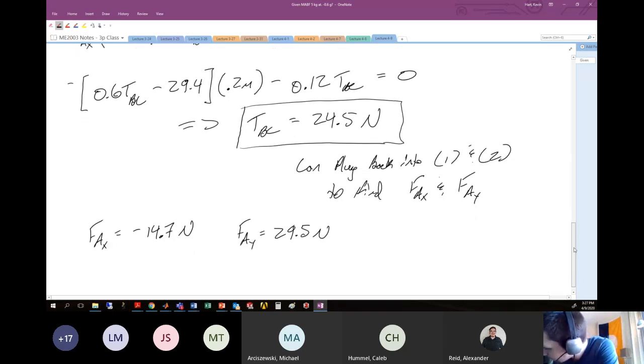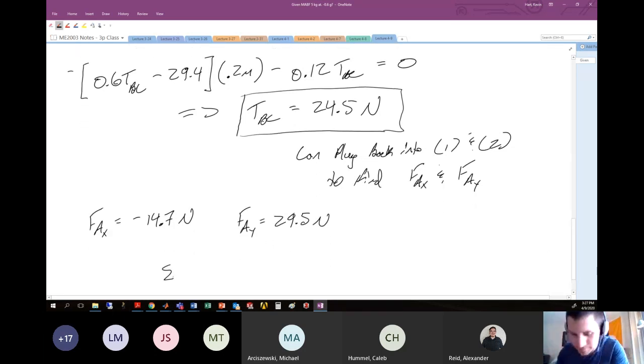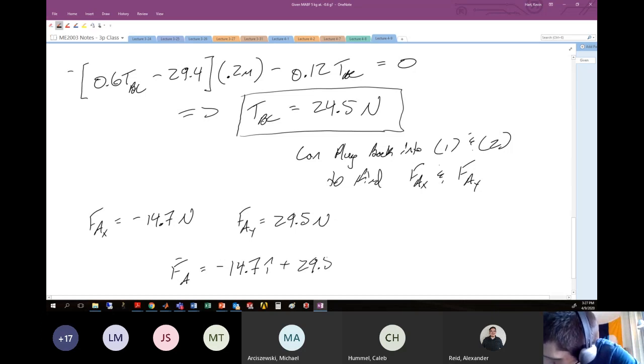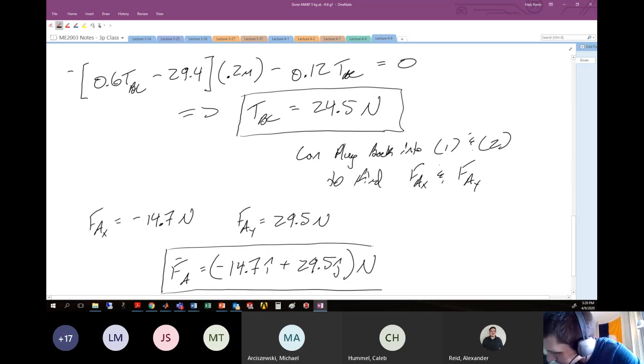So when all is said and done, the force vector at point A is going to be negative 14.7 i hat plus 29.5 j hat newtons. All right, so that concludes this problem. Let's check out if we got any questions in the chat.